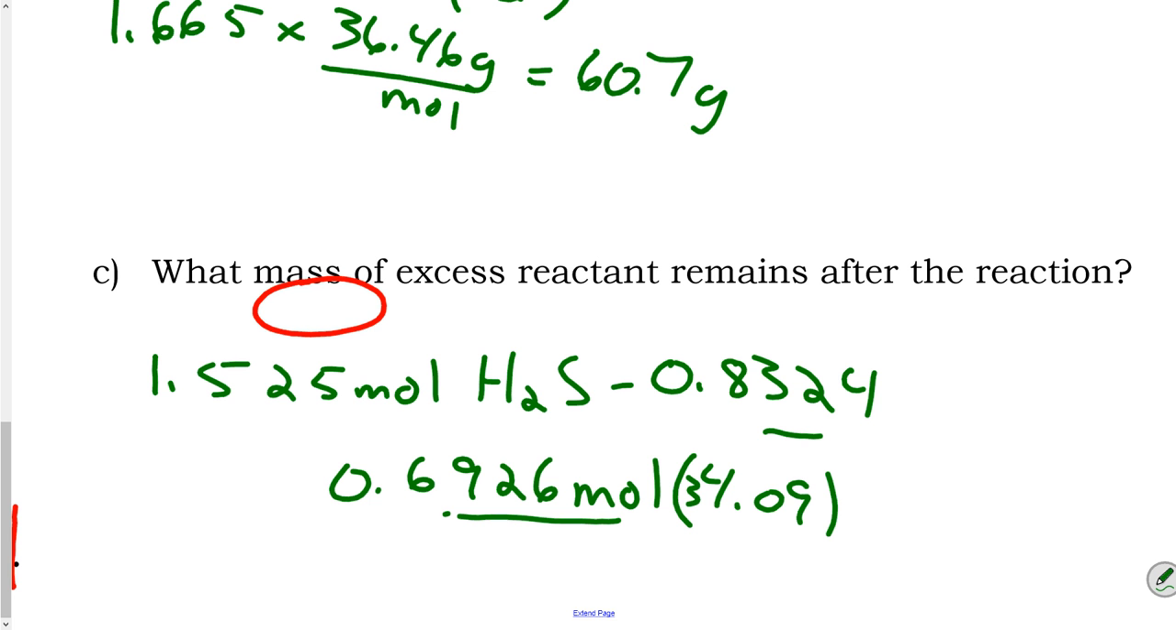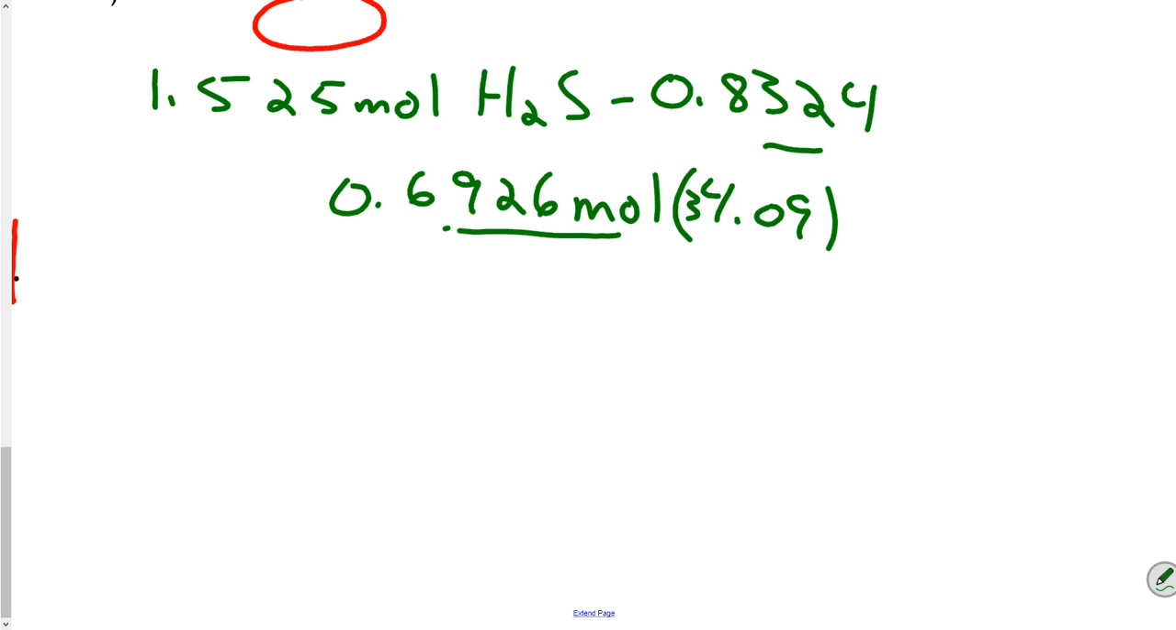Don't you get 20? Just listen. So I take the moles that I have left over and I times it by the molar mass. And what that does is you go moles times molar mass. What does that give you? The mass. So that'll tell me that I have 0.6 grams of H2S left over. Yeah, left over.